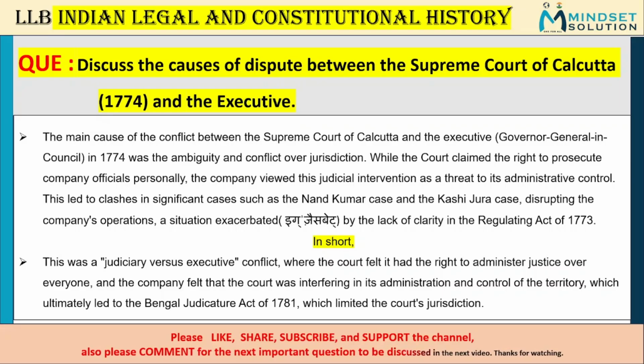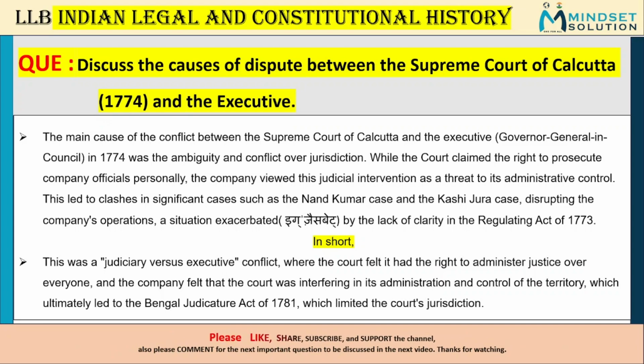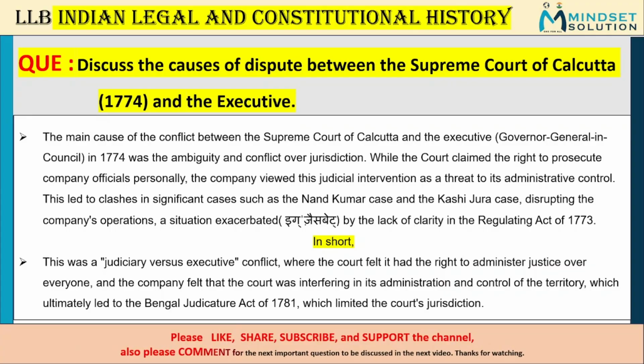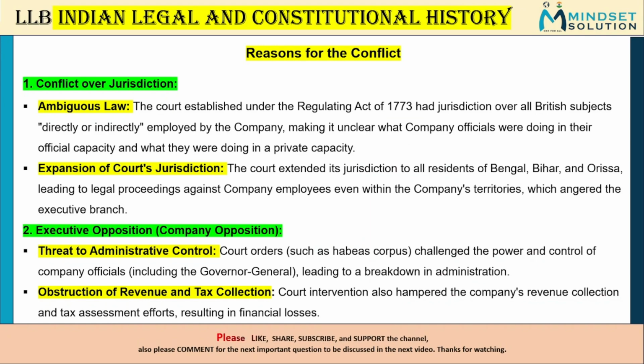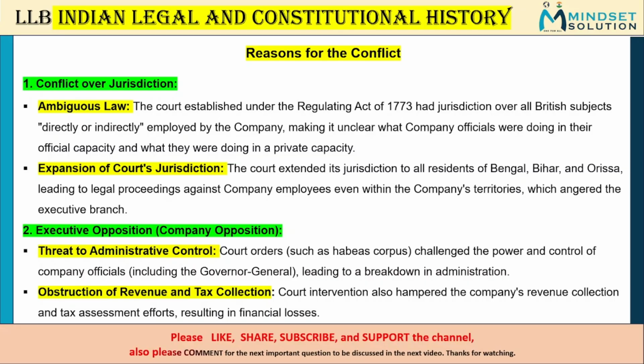In short, we can say this was a judiciary versus executive conflict, where the court felt that it had the right to administer justice over everyone, and the company felt that the court was interfering in its administration and control of the territory, which ultimately led to the Bengal Judicature Act of 1781, which limited the court's jurisdiction. So now we are going to discuss the reasons for the conflict. There are multiple reasons, and one by one we will be discussing.